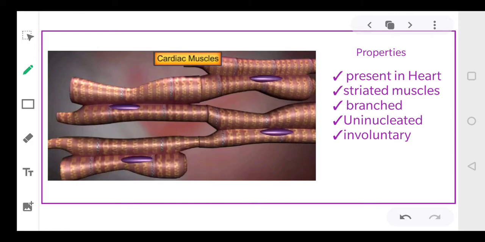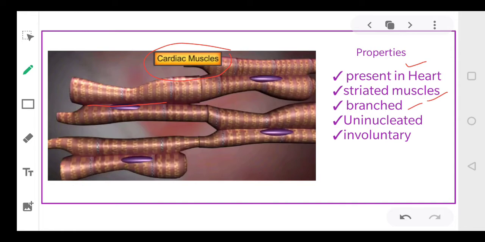Now coming to your cardiac muscles. Cardiac muscles are present in the heart. They are the only muscles present in the heart, and they are not present anywhere else. They are striated muscles. As you can see, they are branched.